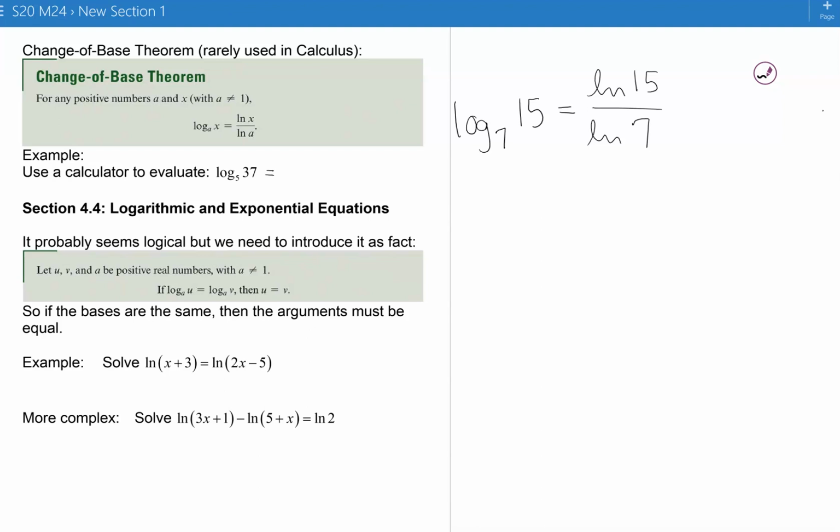So let's make sure we can do that with a calculator. The log base 5 of 37 is going to be the ln of 37 divided by the ln of 5. And I'm getting about 2.244 if I round to 3 decimal places.